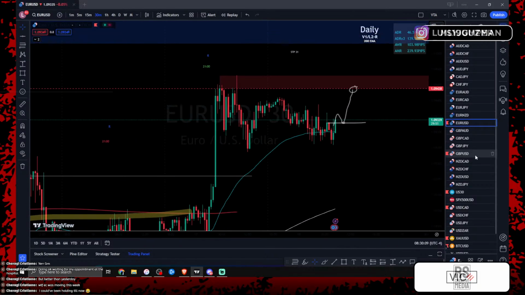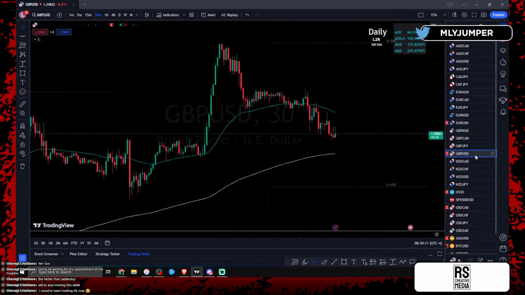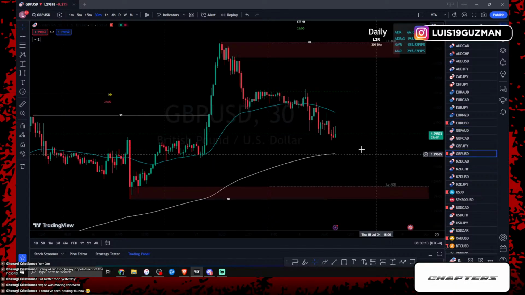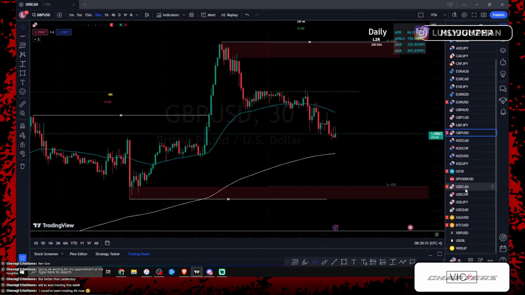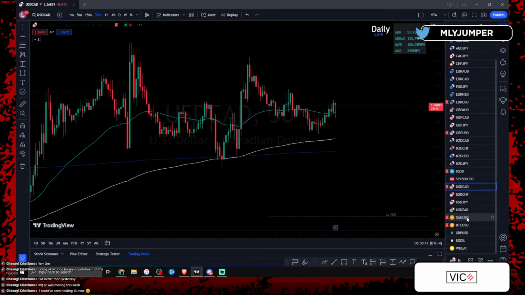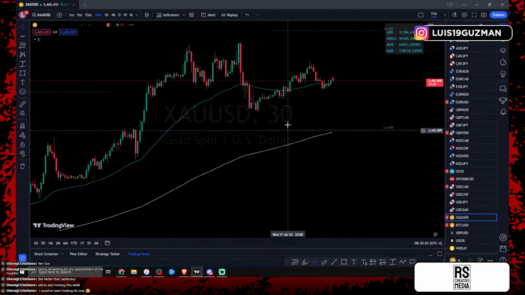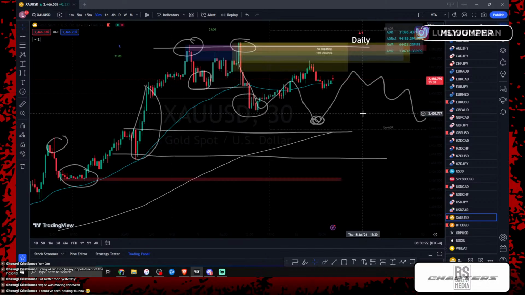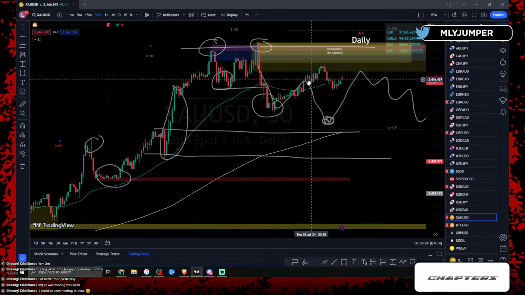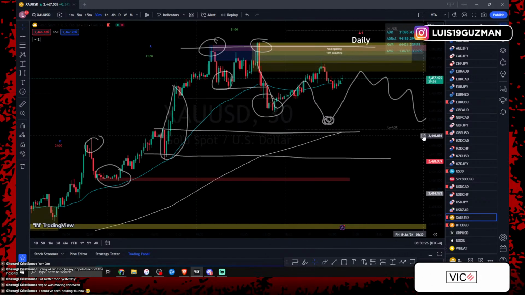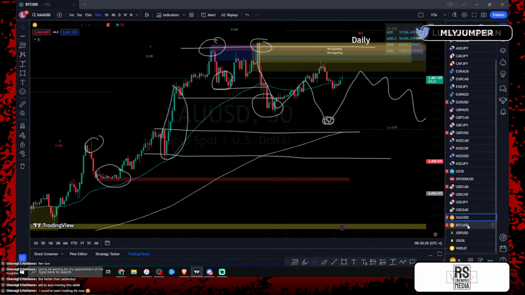Alright. Let's take a look real quick at the other pairs. GU is still at the bottom. Didn't really get no volume. USD CAD, still nothing too crazy. We're still at the middle of the zone of consolidation. Gold, same thing. We're pretty much just waiting for price to give us something, man.